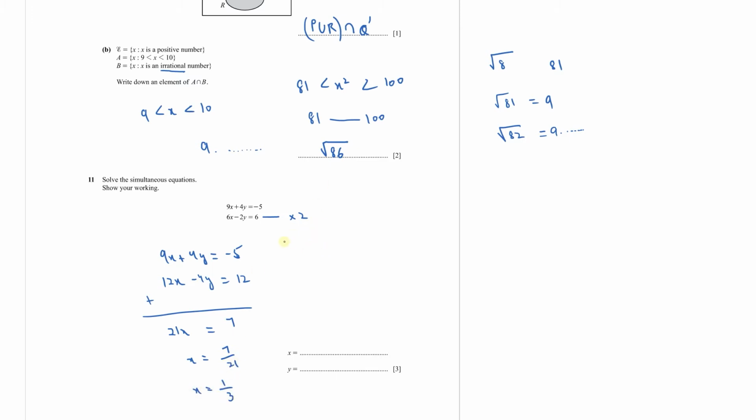And then I can substitute the value of x in this first equation, or even second is fine. So let's substitute it in the first one. So I get 9x, so x is 1 over 3, plus 4y equals minus 5. So 3 times 1, 3 times 3, so you get 3 plus 4y equals minus 5. 4y will be equal to minus 5, minus 3 will become minus 8, and then y will be equal to minus 2. So x is 1 over 3 and y is minus 2.